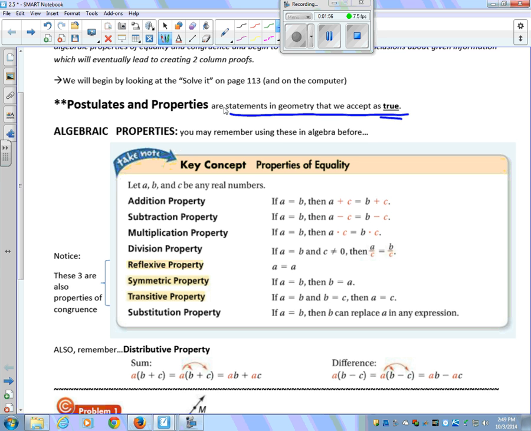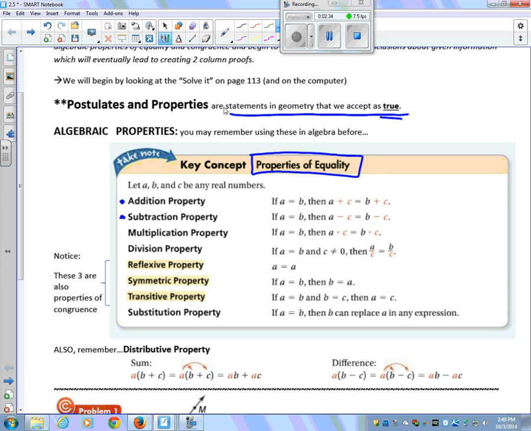So there are several algebraic properties that you might remember learning before. First of all, the addition property of equality. These are all properties of equality. The addition property of equality basically says if you have A equals B, then you can add C to both sides of that equation, because C is the same value being added to both sides. Then the equation is still a true equation. Adding the same amount to both sides keeps the equation true.